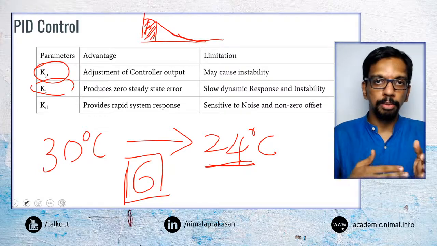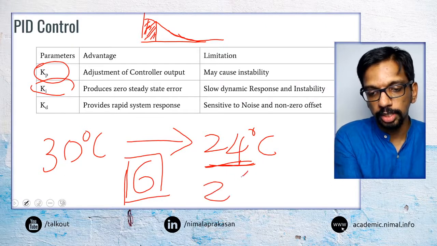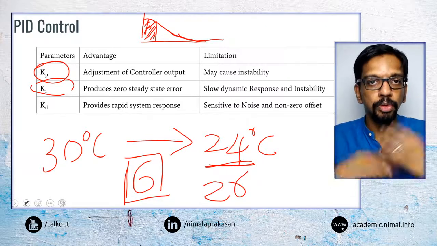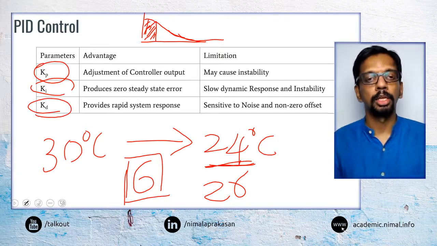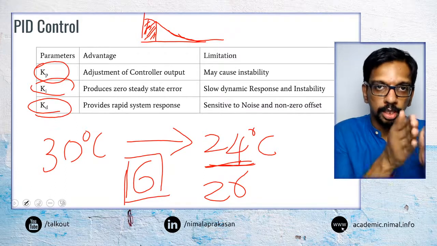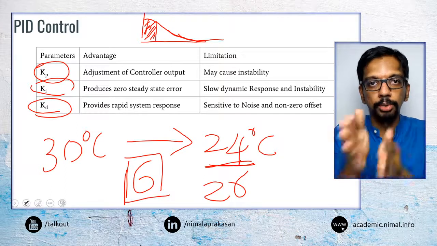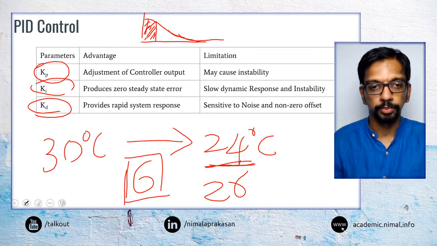And then, for example, if suddenly the temperature increases again to say 26, we want the controller to function as quickly as possible, and that would happen using the derivative part. Again, we will discuss in much more detail how these things would work in the next week's lesson.